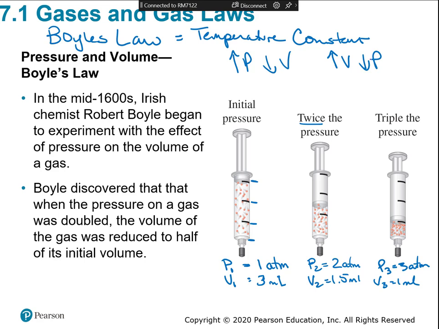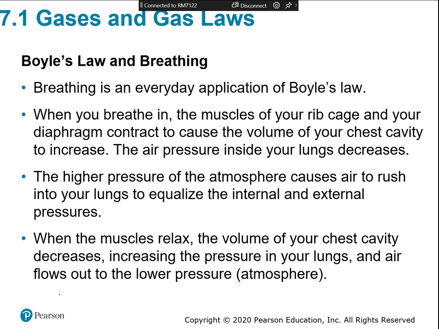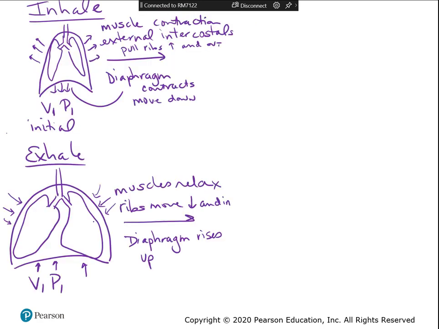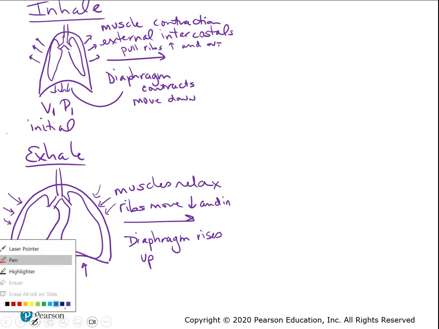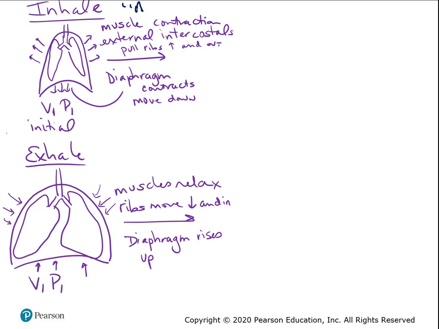And Boyle's law is really best explained by talking about what happens when you breathe. So ventilation, breathing, just the physical act of inhaling and exhaling is a good example of Boyle's law. So the easiest way, I think, to describe it is just to do it with a little picture. So the top one, this is when you inhale. So you know when you inhale, the act of inhaling is called an active process. It is active because it involves muscle contraction. So in order to inhale, you have to have muscle contraction.